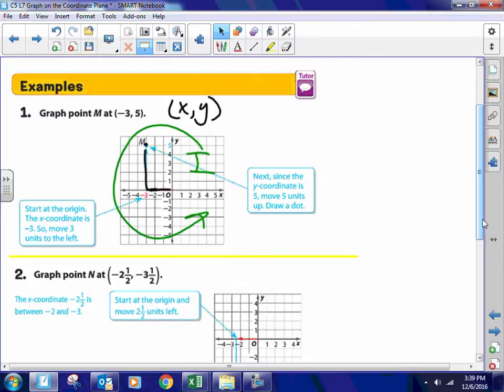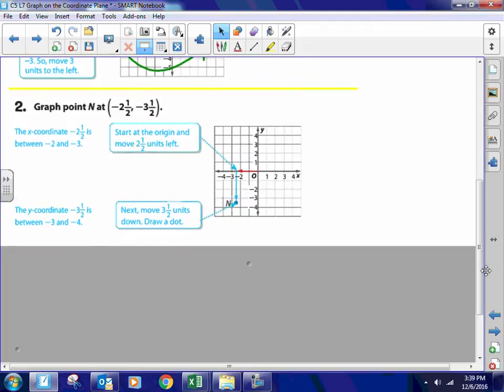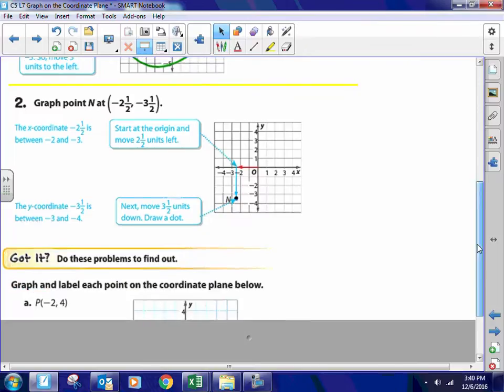As long as it doesn't appear on an x-axis or y-axis, it's very easy. And if it does appear on the x or y-axis, you should also be able to tell me what quadrant it's in. Okay, graphing point N. No big deal. Again, they go first. They do the x point first, -2.5, and then they do the y point second, -3.5, and you find out that it's right there. Look how beautiful that point is. It's a pretty point.